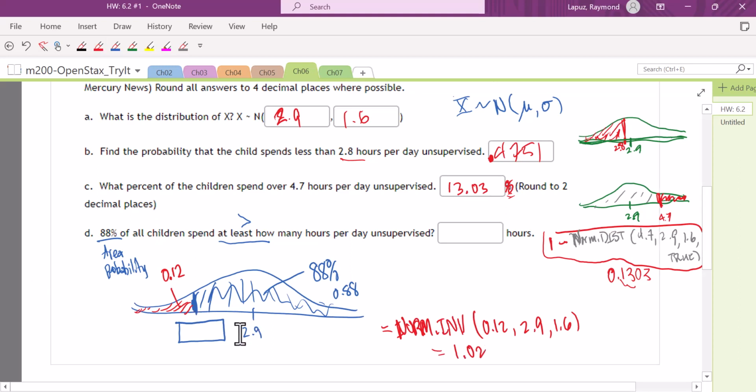According to our graph, this is 2.9. We're definitely expecting a value of hours that's less than 2.9. So it does make sense. I mean, if we would have gotten a 4.5 here, we know that would have been wrong because we're expecting a number less than 2.9. So this is going to be 1.02 hours.